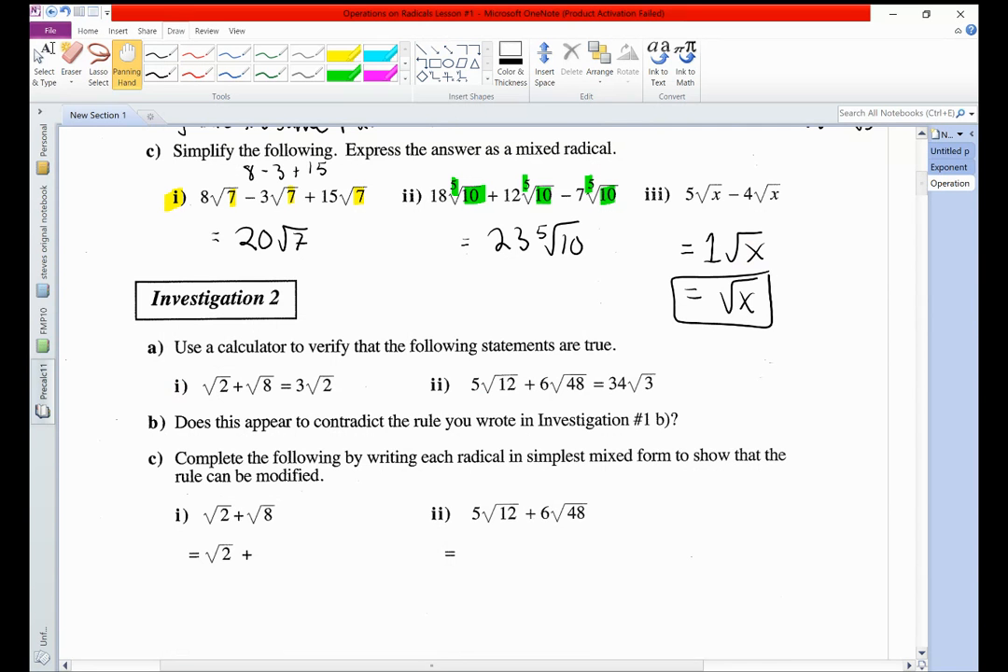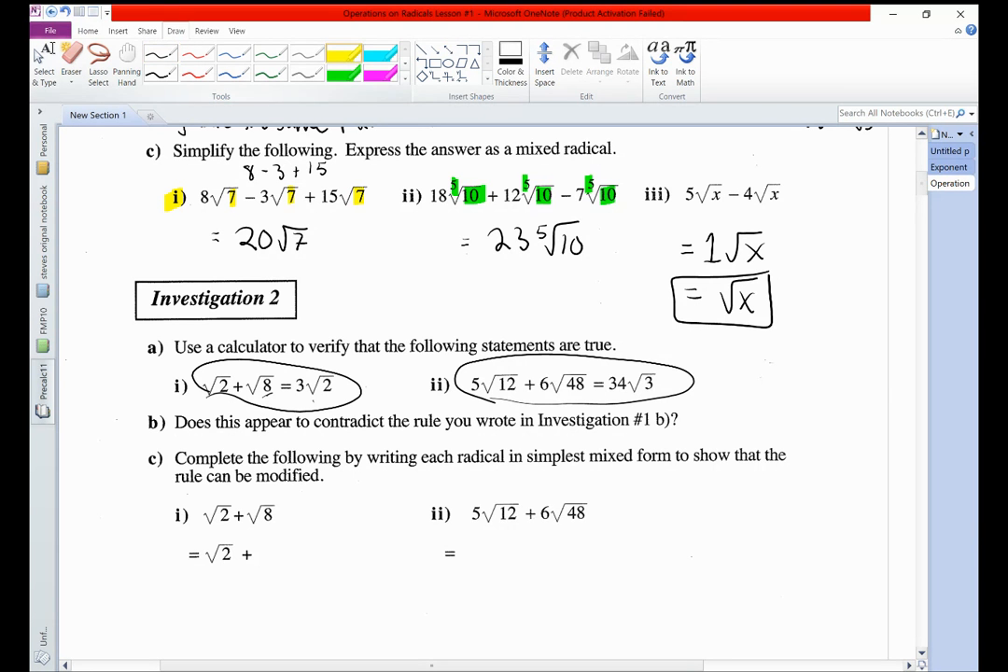The next one is a really cool investigation where it says, does this equal each other and does this equal each other? Yes, they do. Does this appear to contradict the rule that you wrote? Yes, it does, because you can see that we have different radicands, but we do have the ability to change the number under the root sign. And so sometimes you have to do that in order to simplify. So I will show you a couple of examples.